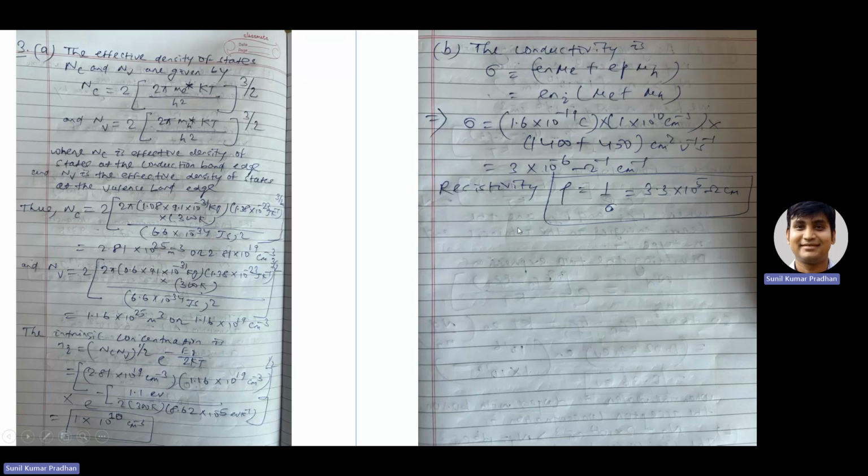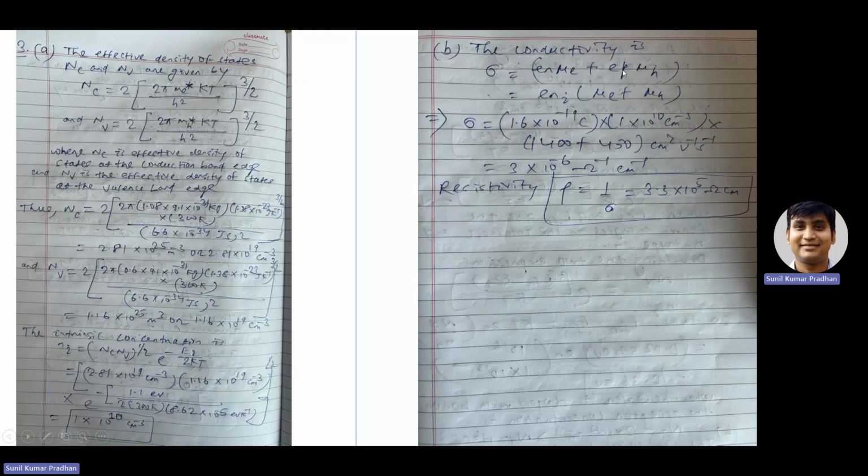Then how can we find out resistivity? Resistivity we can find out if we can find out conductivity first. Then the reciprocal of conductivity will give the resistivity value. The conductivity is, as per the relation, e n mu_e plus e p mu_h. What is e? e is the electronic charge, n is the electron concentration, mu_e is the mobility of electron, mu_h is the mobility of hole.